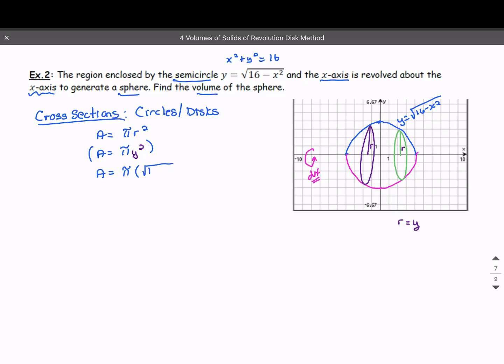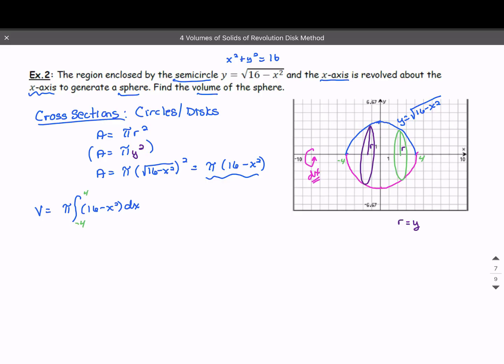So it's the square root of 16 minus x squared, and we're going to square that. Now, when we square a square root, that's just going to give us 16 minus x squared, right? Notice this is not a calculator problem. So for our volume, we're going to integrate this area formula. I'm going to put the pi outside. 16 minus x squared dx. Now, what are our limits? Our x's went from -4 over here to 4 over here.